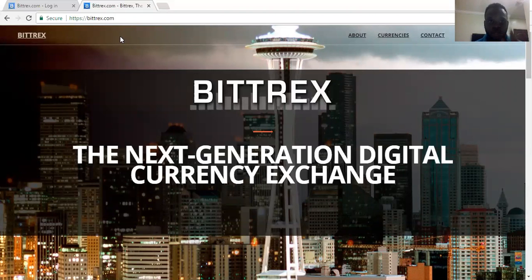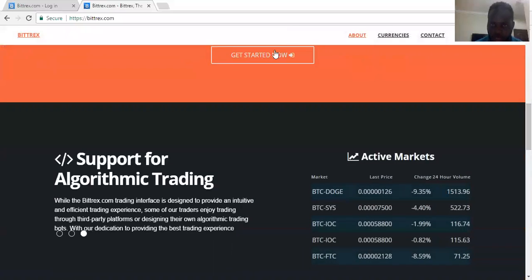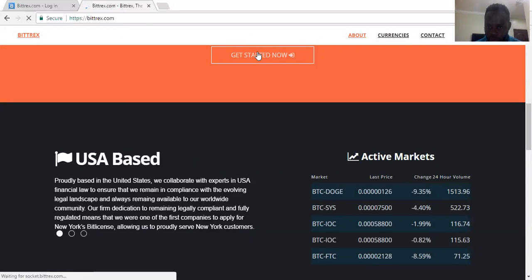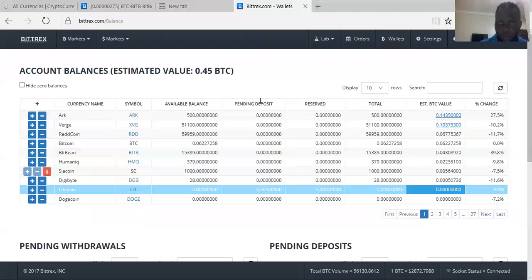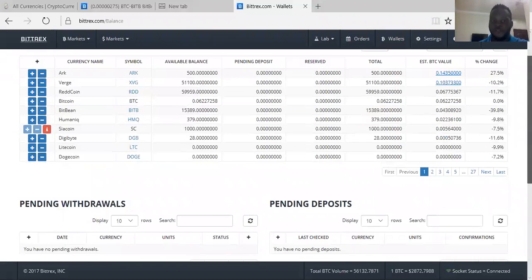So when you come to bittrex.com, the website, you quickly come to create now. You fill in your email, put your password, confirm password, agree to the terms, sign up. Please learn to use a quality password, and a link will be sent to your email. Once you click that link, you activate your Bittrex account. When that is done, the next thing you need to do is fund your Bittrex account.